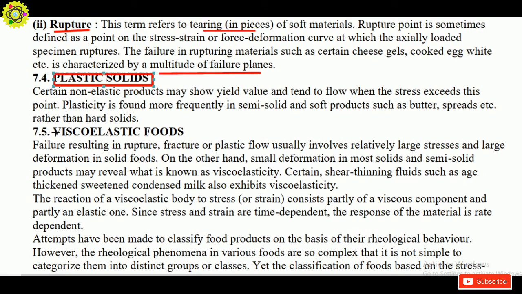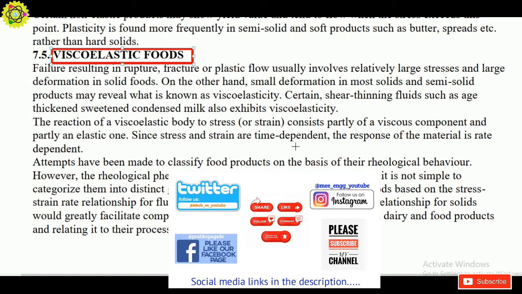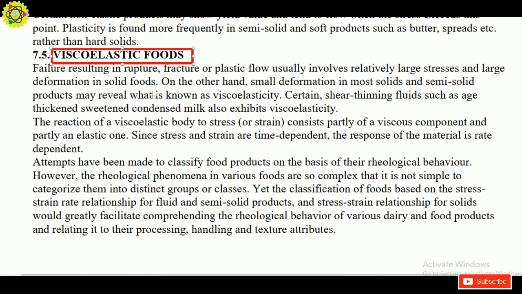Now next, friends, viscoelastic foods. Viscoelastic foods or substances experience small deformation in most of the solids and semi-solids, and failure resulting from rupture, fracture, or plastic flow usually involves relatively large stresses and large deformation in solids. On the other hand, small deformation in most solids and semi-solid products may reveal what is known as viscoelasticity, as I have told you.